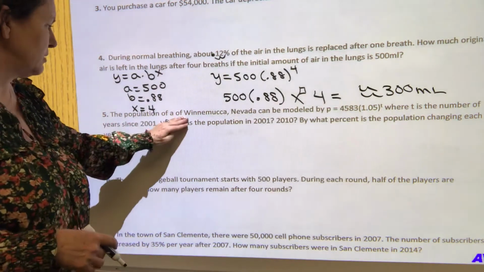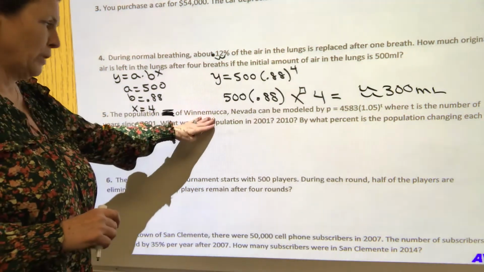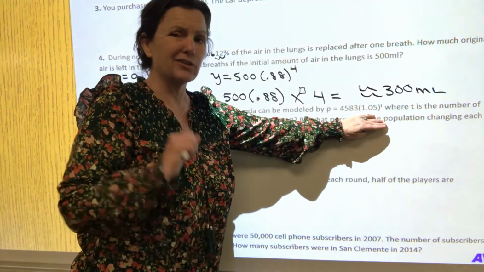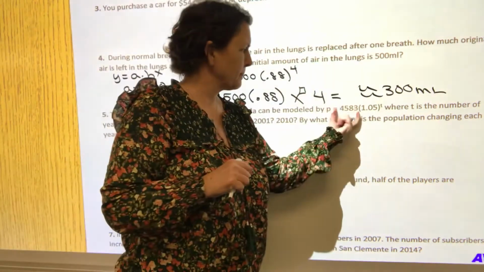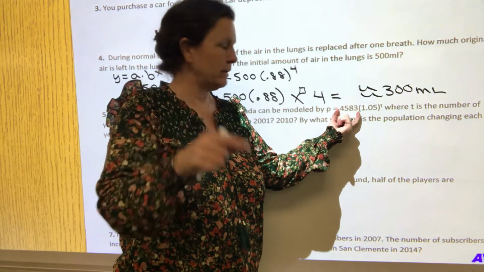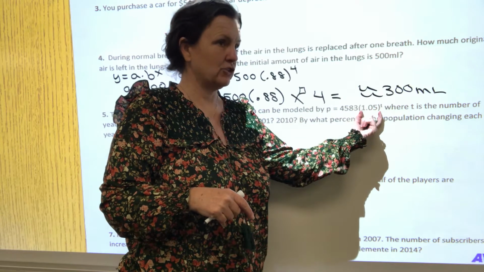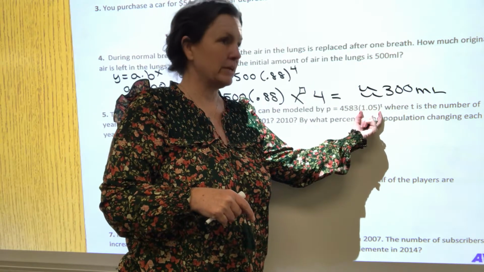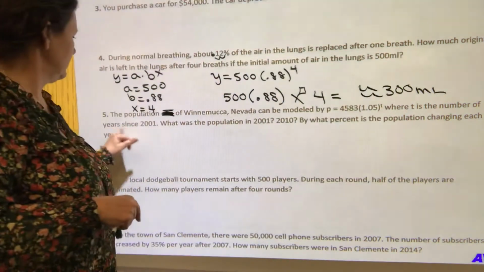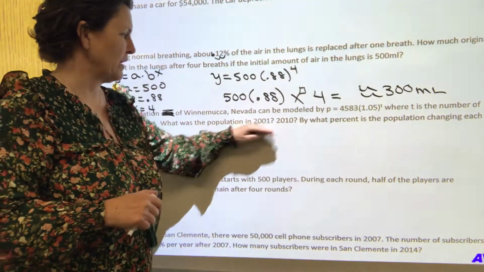So the population, and I blew the grammar. Okay, the population of Winnemucca, Nevada, can be modeled by this formula. Cool. Let's check out this formula for just a moment. The initial amount of humans in the city. Got it. My B. If it's greater than 1, we're increasing the population. If it's less than 1, we're decreasing the amount of population. And T, where T is the number of years since 2001. So T for time.